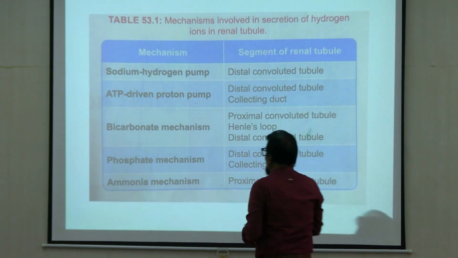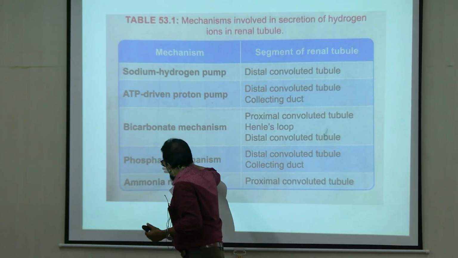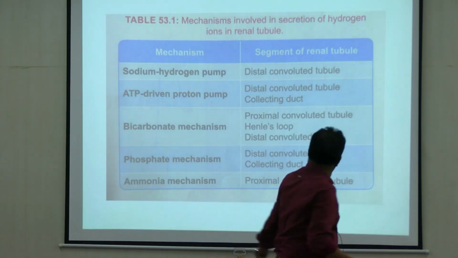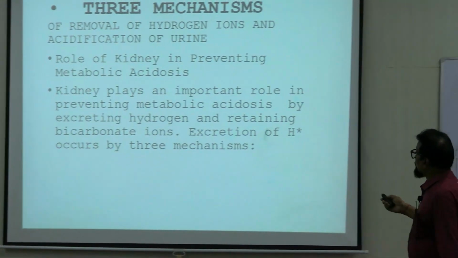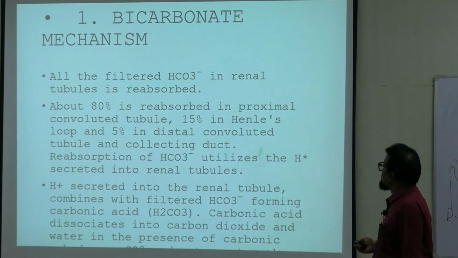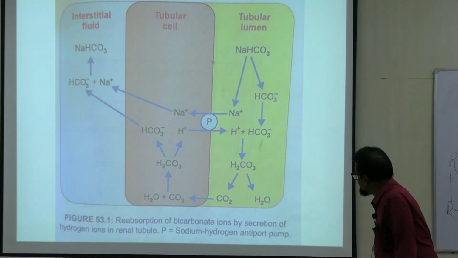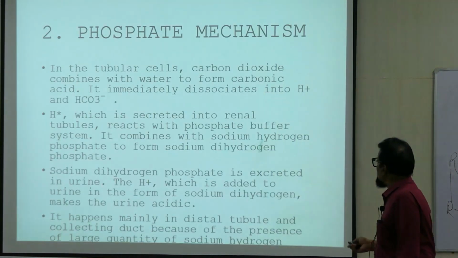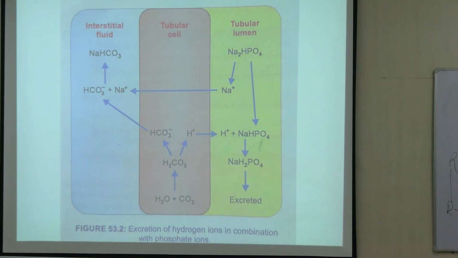Okay, what are these three mechanisms? Bicarbonate mechanism already explained. Now we'll discuss the phosphate mechanism, then we'll discuss the ammonia mechanism. So three mechanisms; the bicarbonate mechanism is already told. Now this is the phosphate mechanism.